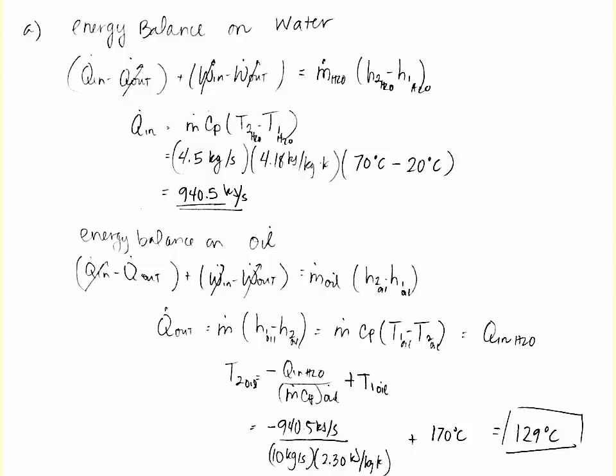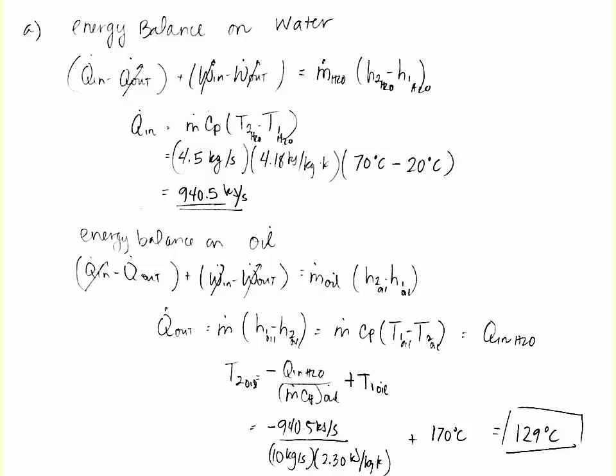So Q in, which is equal to Q out. Q in of the water is equal to Q out of the oil. So I just sub this in from the previous. So I get negative 940.5 kilojoules per second divided by m dot of the oil, which is 10 kilograms per second, and 2.30 kilojoules per kilogram Kelvin is C sub P. That's messy, sorry. Plus 170 degrees Celsius. So I find that the outlet temperature of the oil is 129 degrees Celsius.